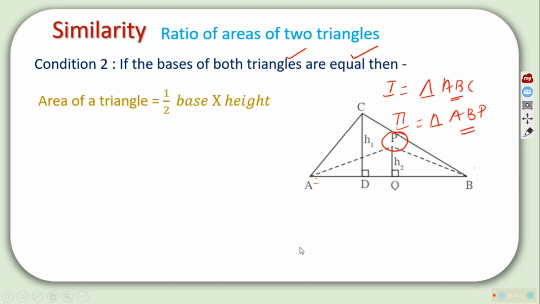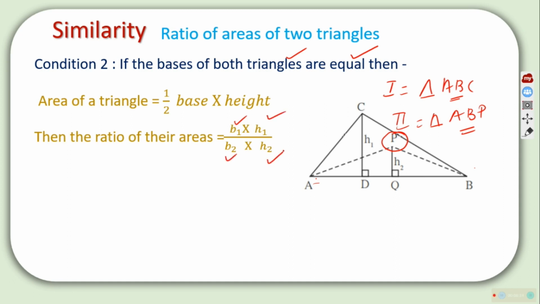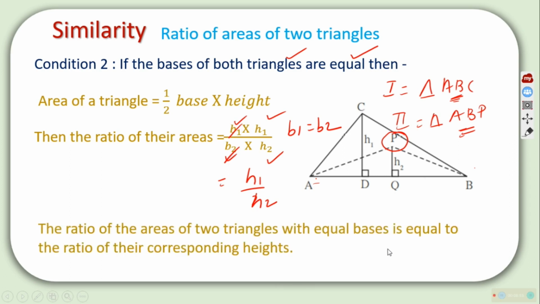The formula is the same. So in this case what will happen? We will write the same B1 into H1, B2 into H2. H1 is different, H2 is different, but B1 is equal to B2 because the base is the same. So ultimately our formula will be H1 upon H2. This will get cancelled. So when bases are equal, we will compare the corresponding heights. That is another situation when we try to take out the ratio of two triangles.